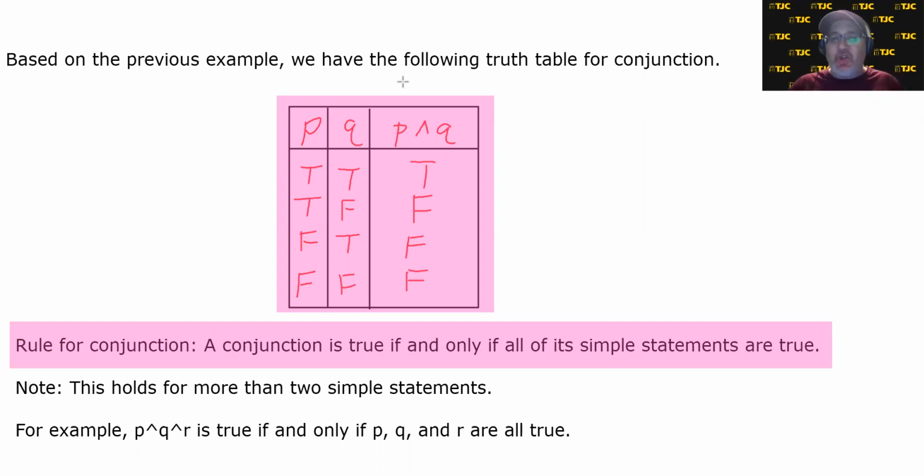Because for a conjunction to be false, it only takes one of its statements to be false. To be true, the whole thing has to be true. So that's all that is saying, that a conjunction is true if and only if all of its simple statements are true, regardless of whether it's two simple statements or more simple statements. Know this table, and more importantly, know this rule.